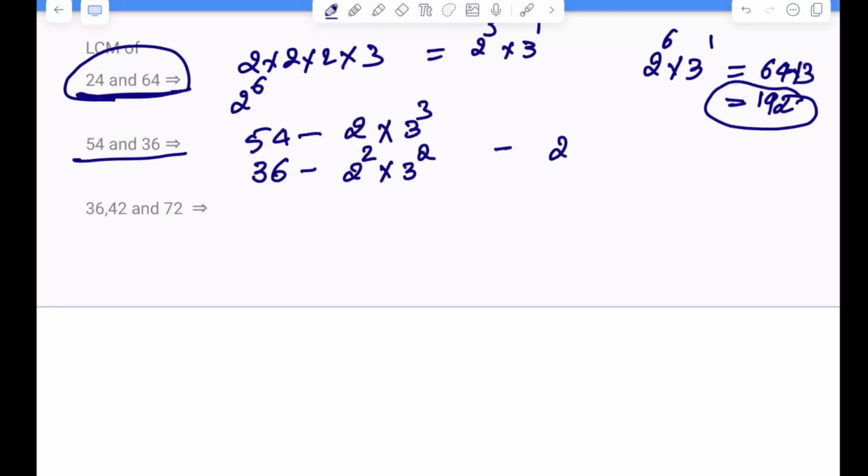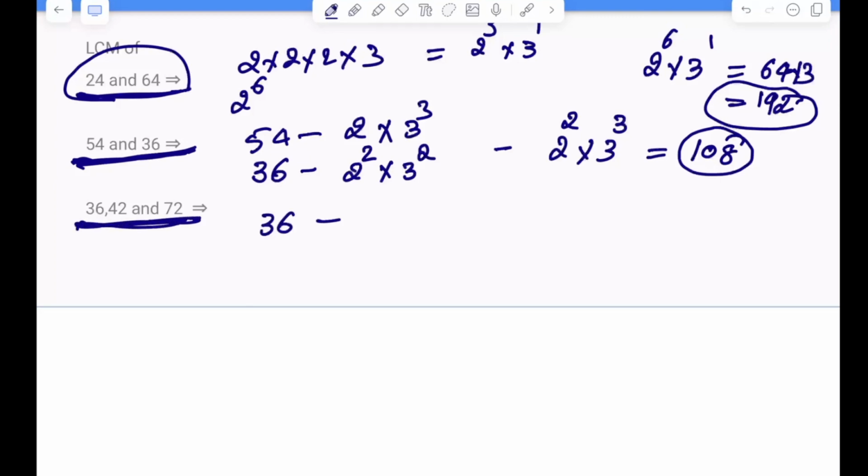So now, writing down all prime numbers with their highest power. Here 2 square, here 3 cube. 2 square is 4, 3 cube is 27. 27 fours are 108. 108 will be the LCM for 54 and 36. Now let us find the LCM for 36, 42, 72 in two ways.